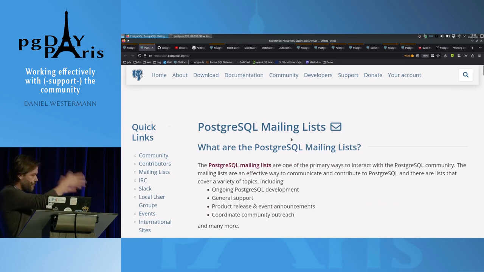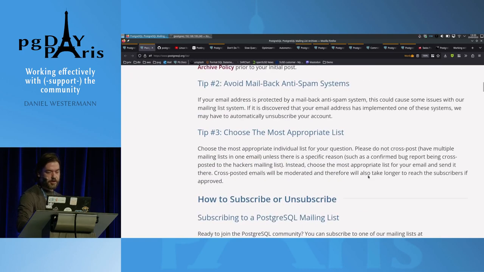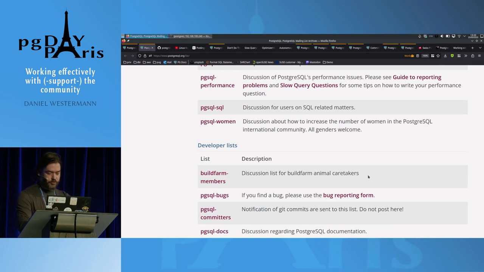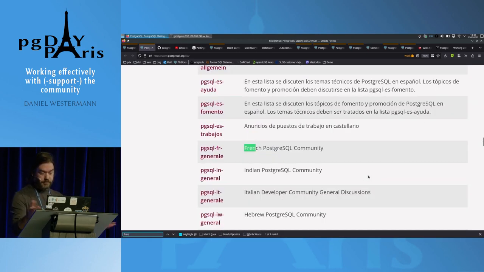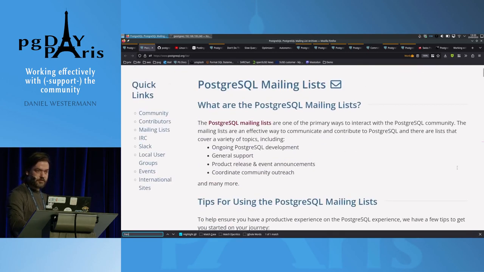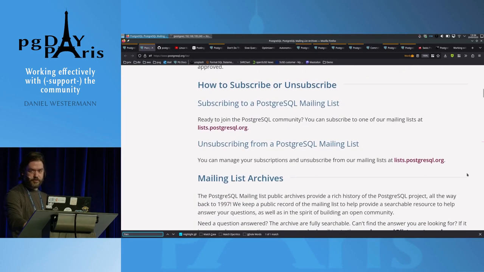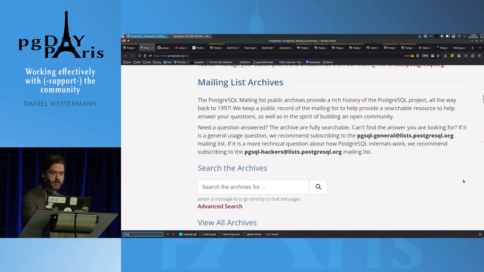This is one of the entry points into the community. And you will see there are many of them, maybe even in your local language. I'm not sure if there's a French one. There is. So if you want to have support in your local language, maybe take that one. Have a look. This is the first entry point for you if you face issues, if you want to get in contact. It's all based on mailing lists.